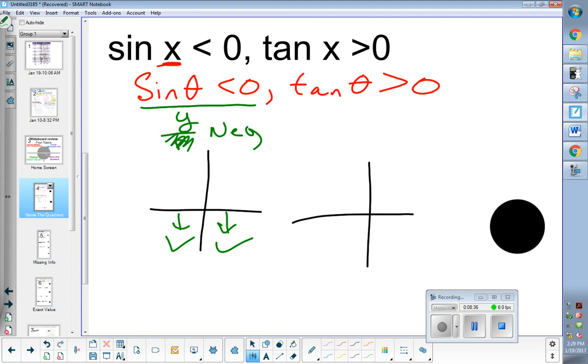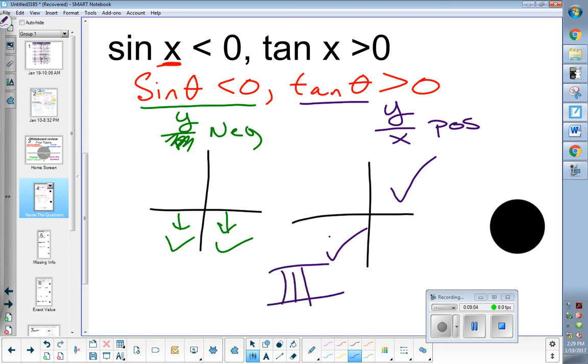Tangent is greater than 0. Tangent, again, that's one of those weird ones. Tangent is y over x, and it's got to be positive. Again, for the 8th time today, if y over x is positive, what does that tell you about y and x? Same sign. Which quadrants do they have the same sign? Quadrant 1 and quadrant 3. Both positive, both negative in quadrant 3. So which one do they overlap in? 3. Yeah.